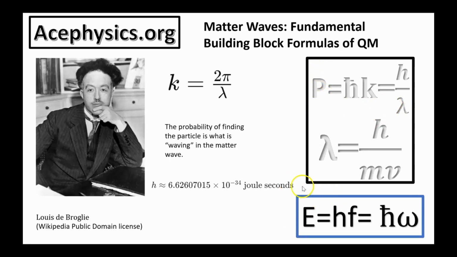Another formula is the energy of a particle is equal to h times its frequency. Particles have wavelengths and they have frequency, and so a particle with a larger frequency has a larger energy and a particle with a smaller frequency has a smaller energy. k is just a wave number, it's 2 pi over lambda.